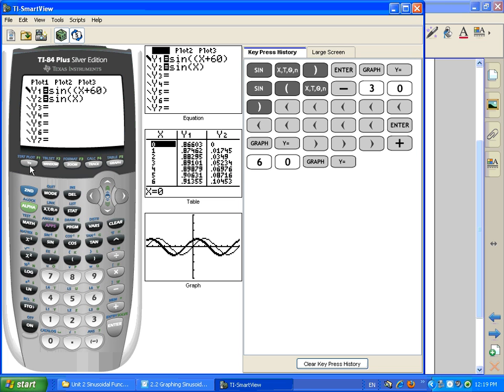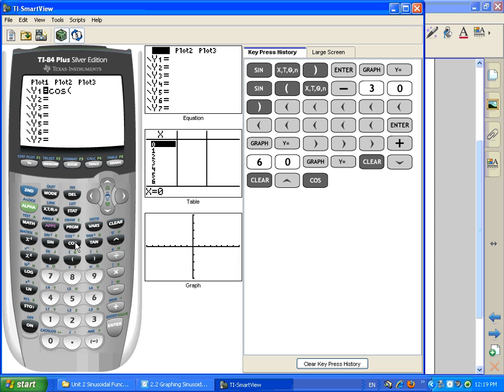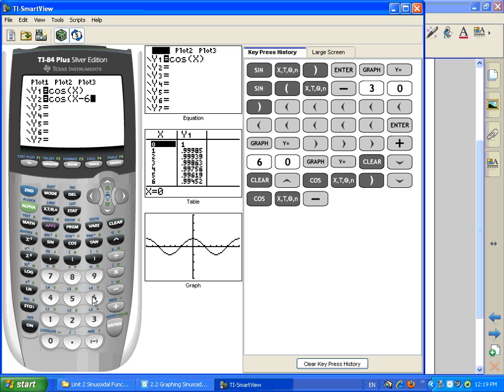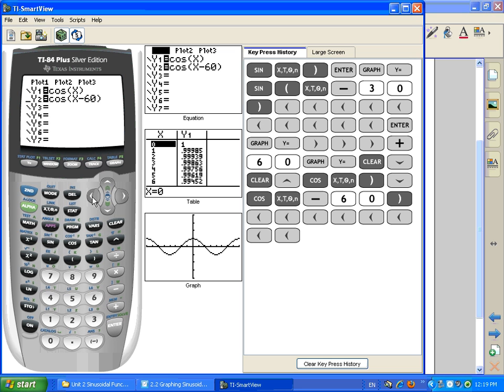So we're going to go to y equals. We're going to clear both. This time I'll try to get cos x first, so it's easier for us. Okay, and then the second one we're going to graph is cos, and we'll go x subtract 60 and close it. All right, so here I'm going to change it to be a thicker line. Okay, and then we're going to graph it.